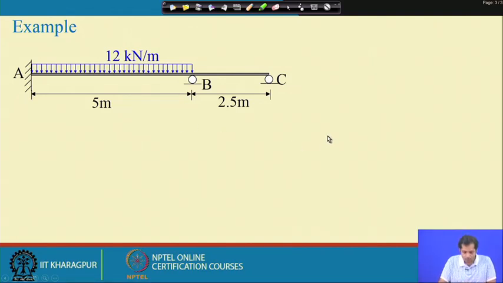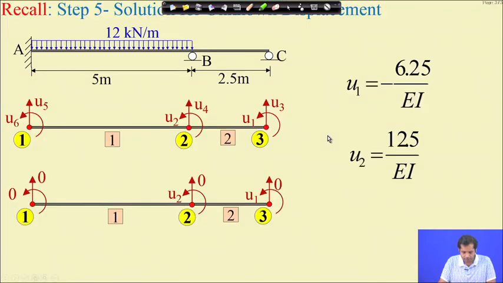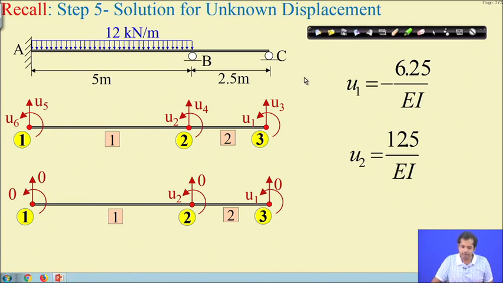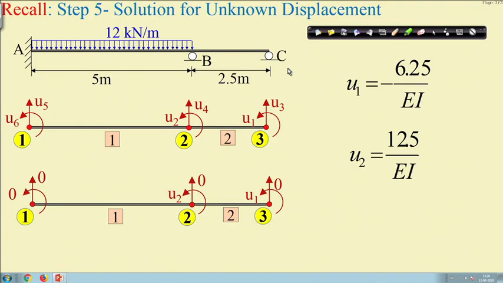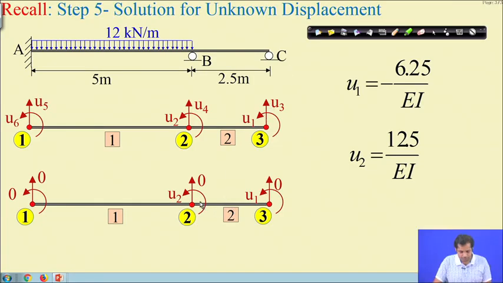So far, we have done step 5, which is the solution for unknown displacements. We calculated the member stiffness matrix, assembled them, and then applied the boundary conditions, calculated the nodal load vector and then solved for the unknown displacements. The unknown displacements are u1 and u2, all other displacements are 0 because of the constraints, and the values of u1 and u2 are this. This we have already done in the previous class.